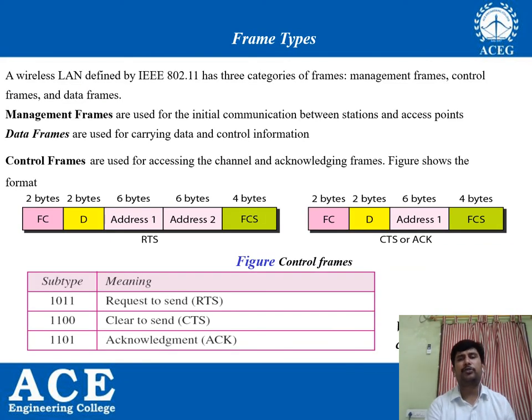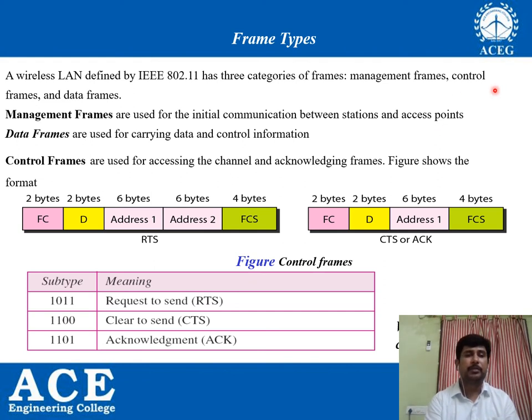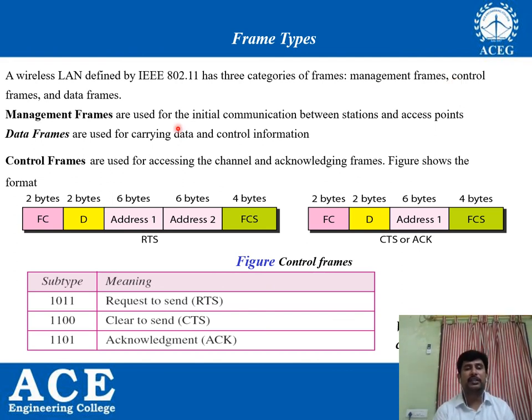So IEEE 802.11 frames are categorized into 3 different types of frames. What are they? Management frame, control frame, and data frame. How do we identify which frame is of which type? We have a type field in our frame control, which indicates the type of frame. It is a 2-bit field. If the type field bits are 00, it means management. If it is 01, it means control. And if it is 10, it indicates data frames.